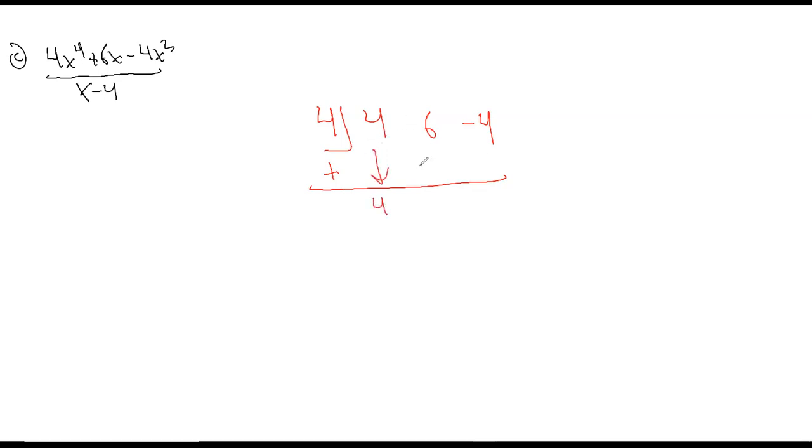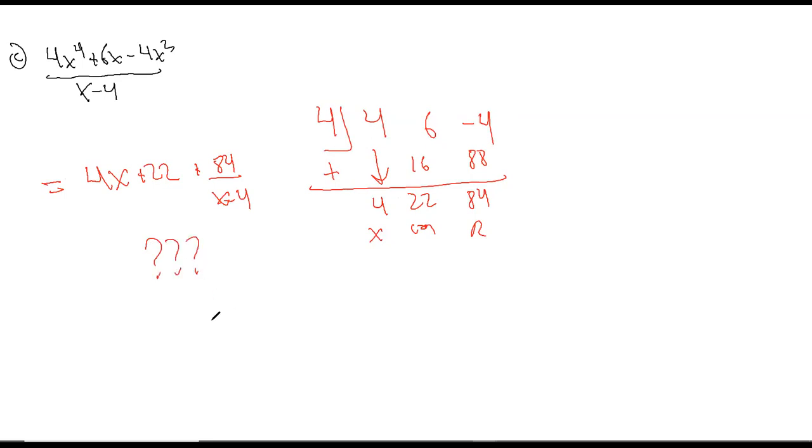That's a 4. 4 times 4 is 16. 6 plus 16 is 22. 22 times 4, that's 88. 88 minus 4 is going to give us 84. So that says that's the remainder, the constant, and then the coefficient of x. So the answer is 4x plus 22 plus 84 over x minus 4? No, very, very wrong.